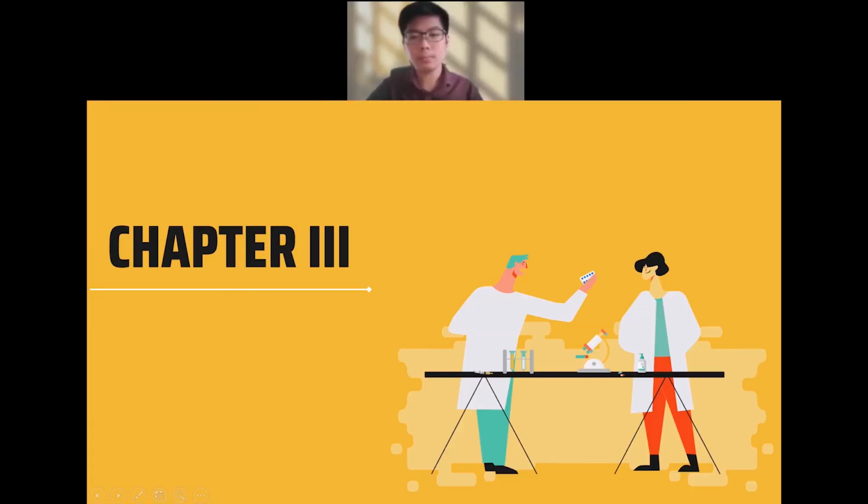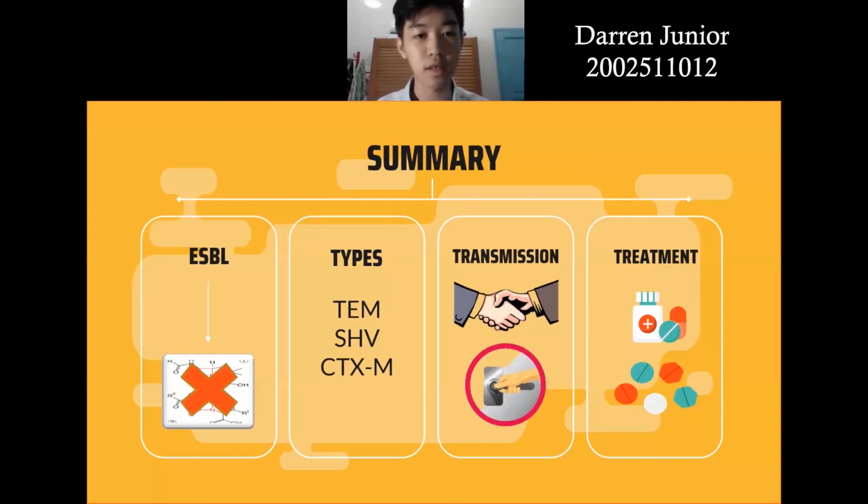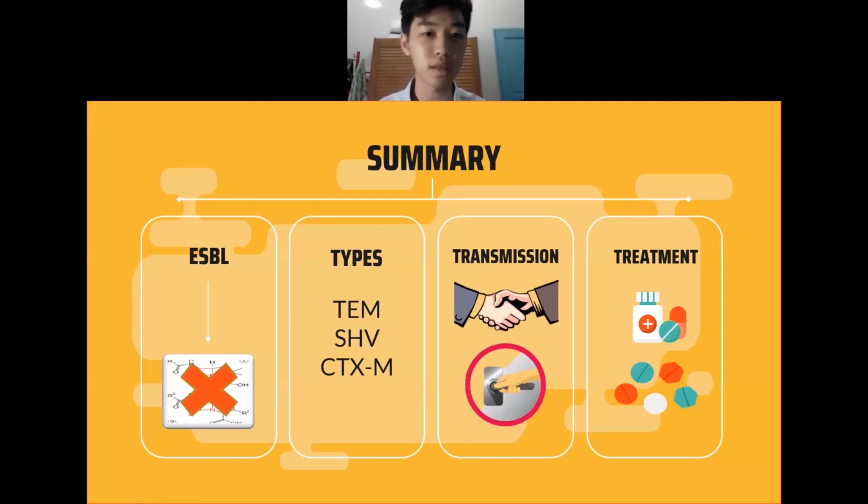Next. Hello, my name is Darren Junior, and as for the summary, extended spectrum beta-lactamase, or ESBL, is a type of resistance against beta-lactam antibiotics, which are antibiotics that disrupt bacterial peptidoglycan synthesis. ESBL works by hydrolyzing the beta-lactam ring structure of the antibiotic, rendering it useless. ESBL itself has 3 classifications, which include the TEM, SHV, and CTX-M classes, which are then divided further into smaller subclasses. The transmission of ESBL can occur quite easily, whether by direct skin contact between people or indirect contact through contaminated surfaces such as doorknobs.